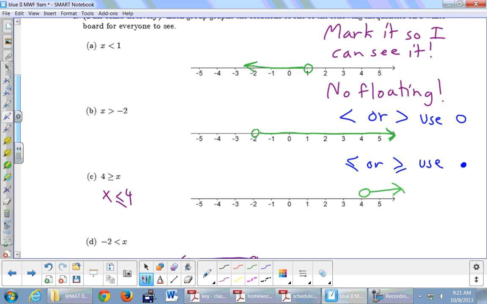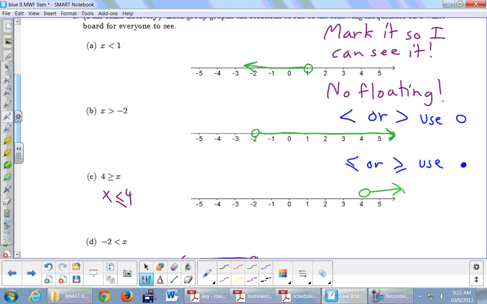Okay, so we're going to change the direction here, and we're going to shade in all the stuff to the left of 4. What else are we going to change about this one? It needs to be a solid dot. How come an open circle is not the right symbol? Yeah, open means not equal to 4, but equal to 4 is a possibility from the original. So we're going to fill that thing in.